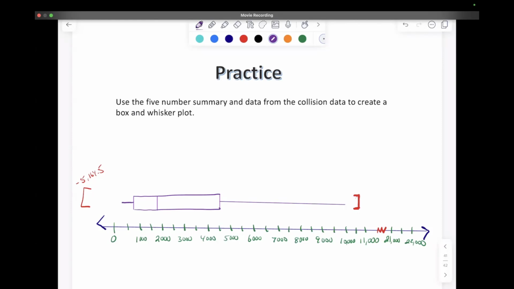The last thing I'm going to do is make an asterisk for my outlier. My outlier is 21,147. So it is right here. Somewhere right around there. Close enough. Probably a little low, but that's close enough. And there you go. That's it.